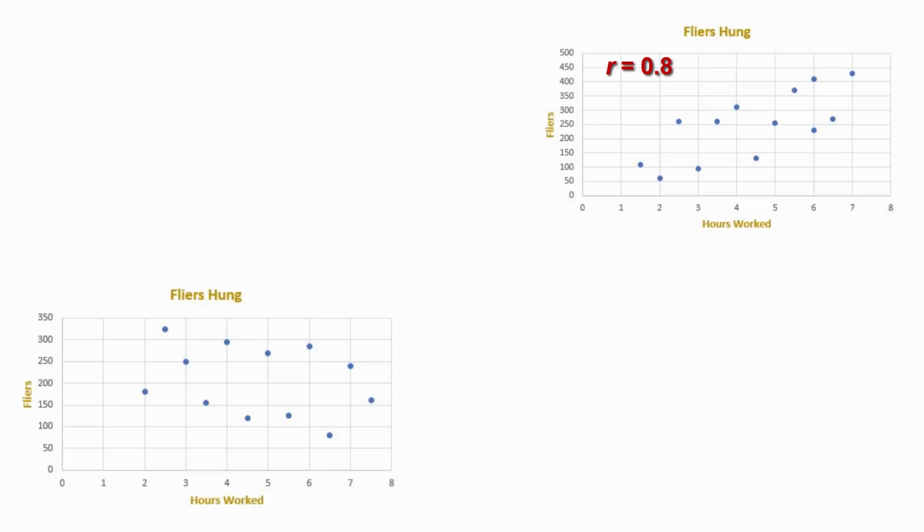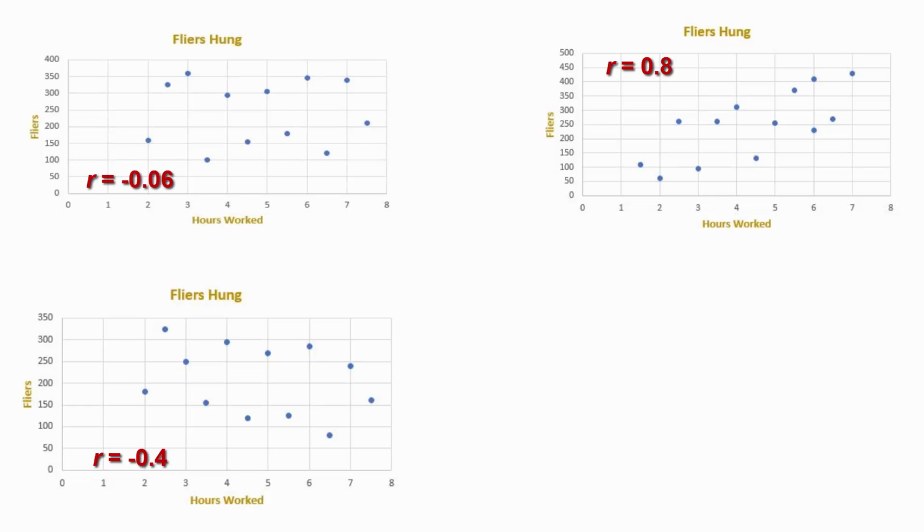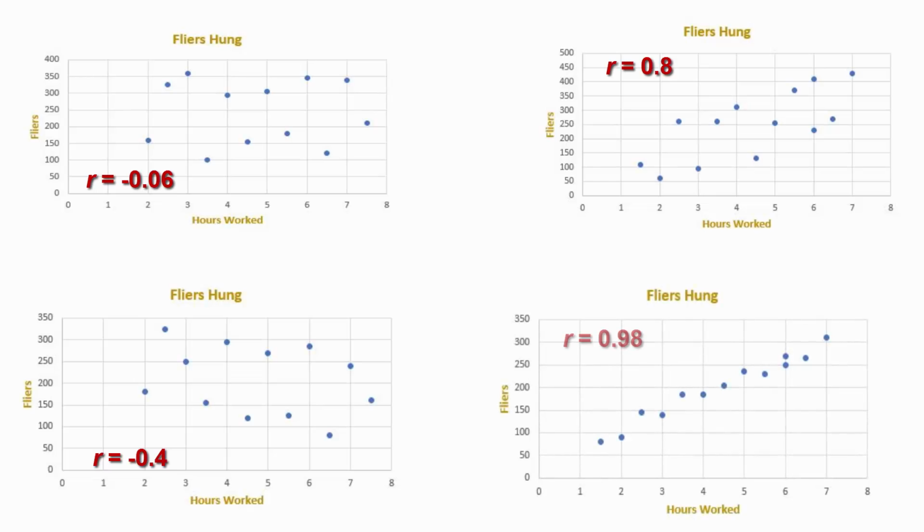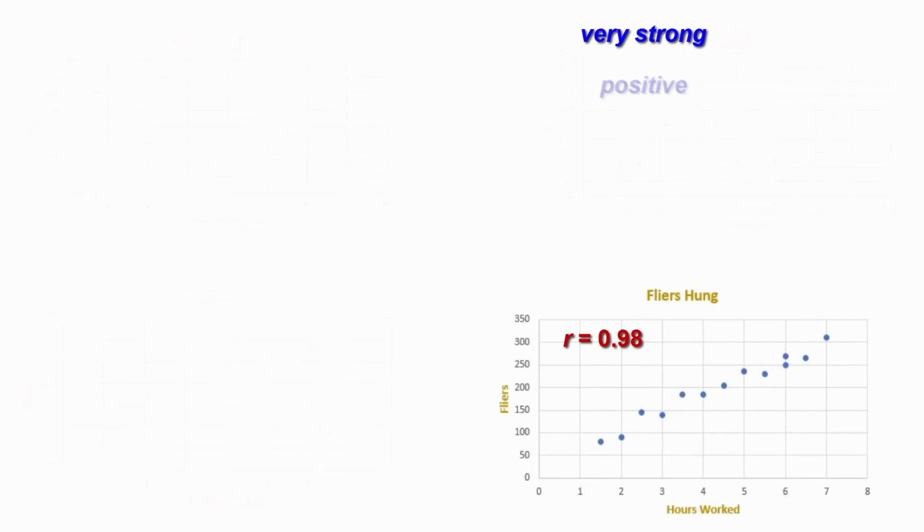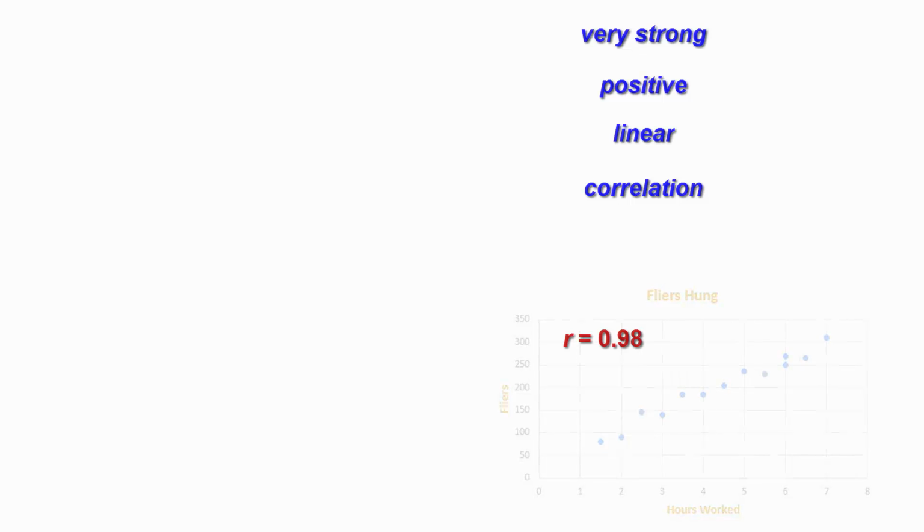This plot has an R value of 0.8 and is considered strong. This one has a correlation coefficient of R equals negative 0.4 and is moderate correlation. This one has an R value of negative 0.06 and suggests basically no correlation. This has an R value of 0.98, very strong, positive, linear association, and since the association is linear, we can call it strong, positive, linear correlation.